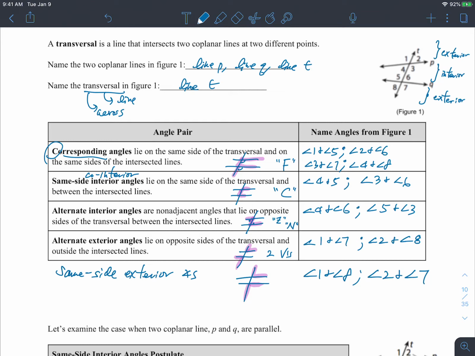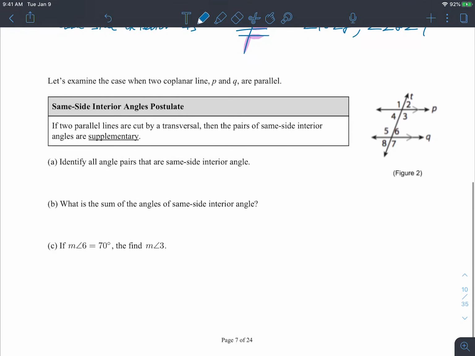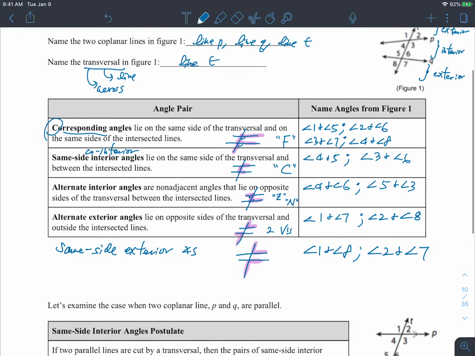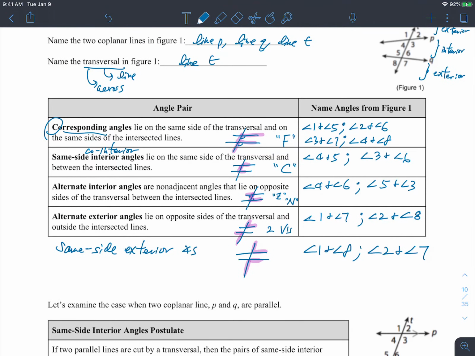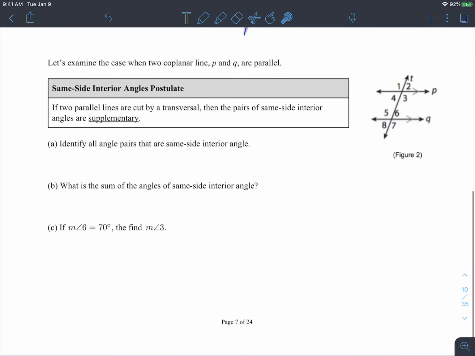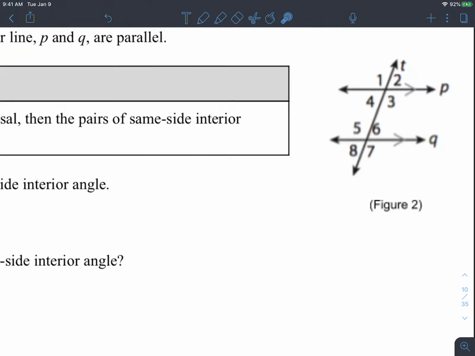So that's the basics of it. We're just learning how to name stuff. In this particular case, let's say P and Q are coplanar lines and are parallel. So we're talking about a very special case right now. Before, P and Q right here were not necessarily parallel. In this case, they are. If that's the case, let's forget about this for now. Let's focus on this.